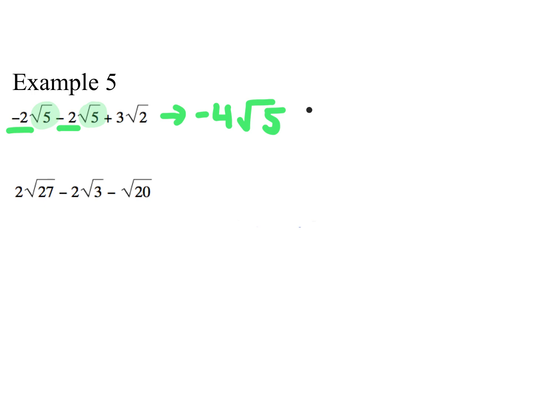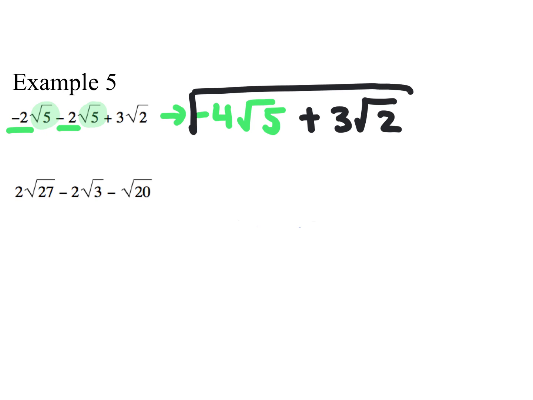So it's plus 3 radical 2. Since these two terms don't have anything in common, I can't simplify this anymore. So your final answer is negative 4 root 5 plus 3 root 2.